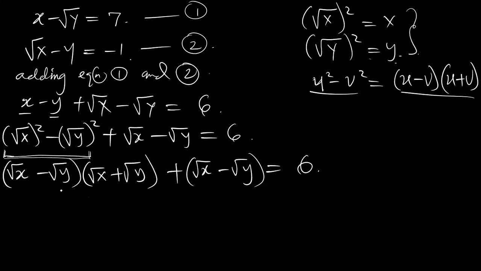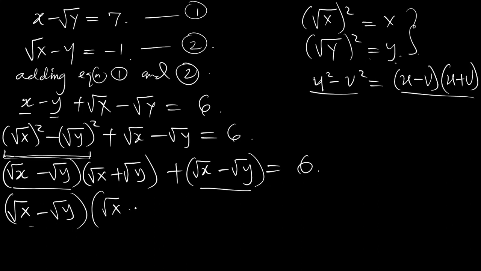When you look now, you see this expression is common, so let's factor it out. You now have the square root of x minus the square root of y. If you divide this by this expression, the square root of x plus the square root of y is left. Then if you divide this by this, you have plus 1, equal to 6. So we've gotten this expression now.